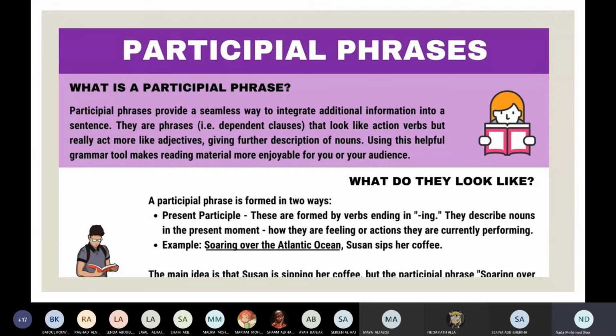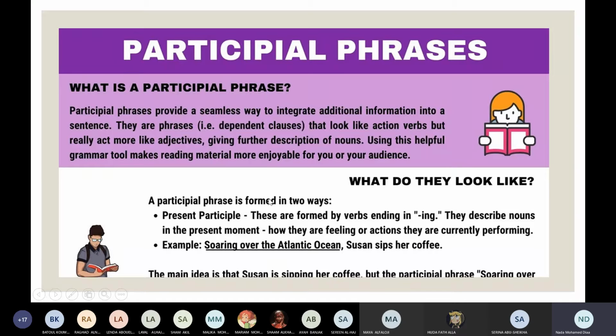Okay. So they are phrases. They look like action verbs, but they really don't act as action verbs. They act as adjectives. They look like action verbs, but really act more like adjectives, giving further description of nouns, modifying nouns, functioning as adjectives, using this helpful grammar. Okay, what do they look like?